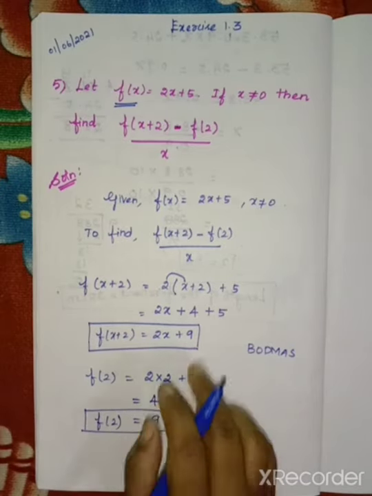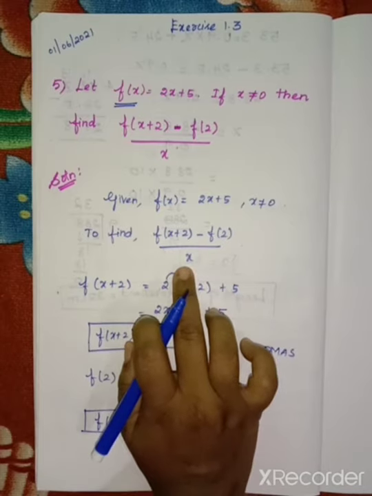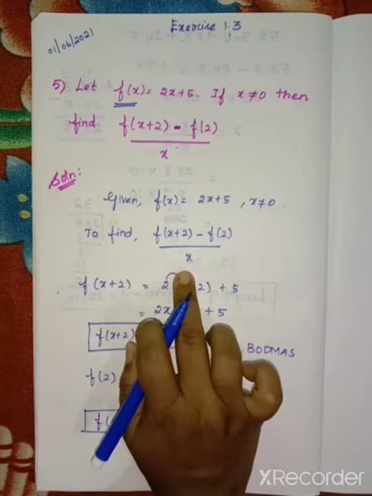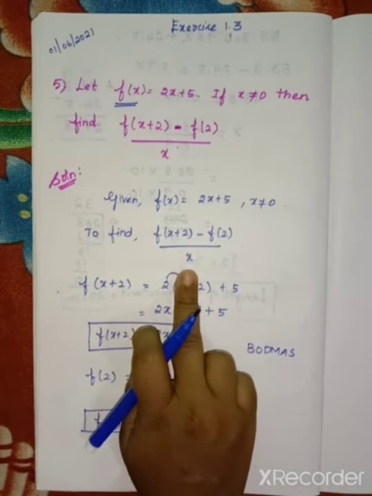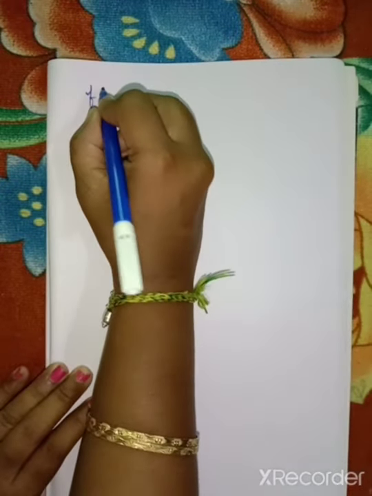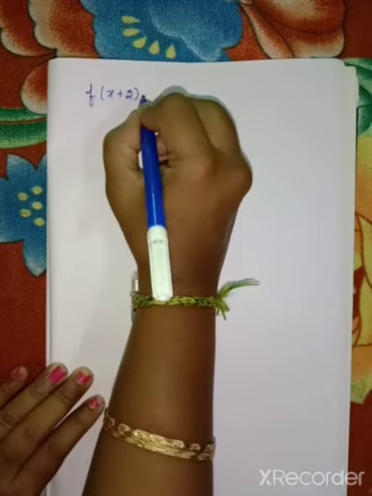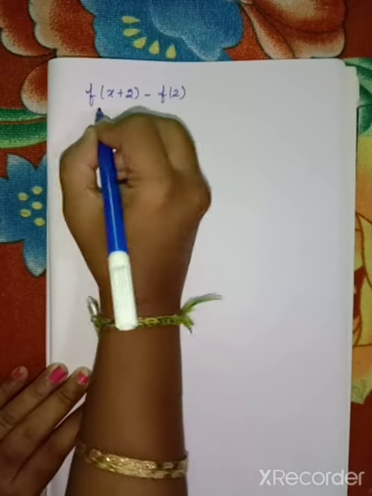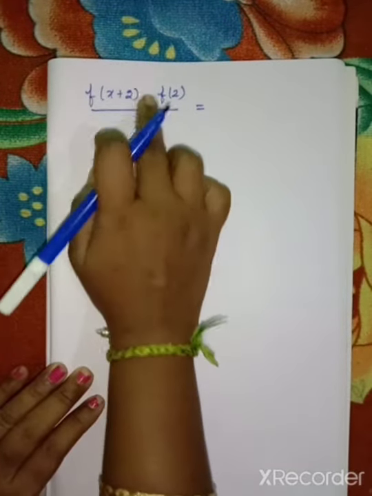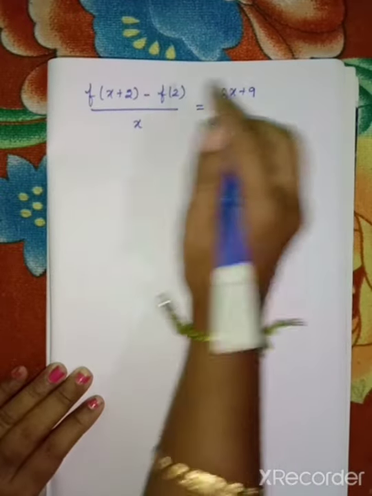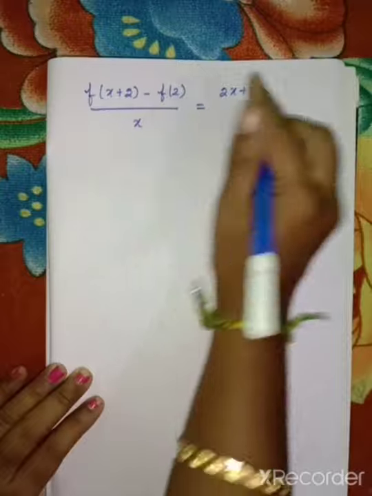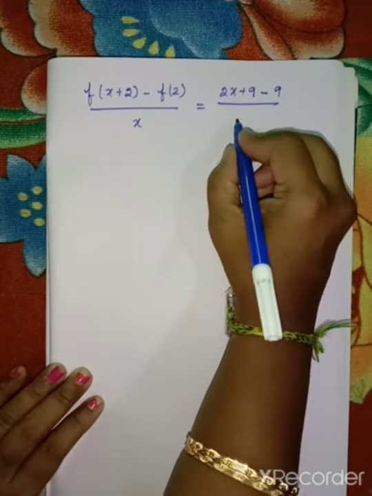Now we have to substitute. In the denominator, there is no f of x, just the given x variable. So you need not substitute there, because it is not a function. So the question is f of x plus 2 minus f of 2 divided by x. For f of x plus 2, we found 2x plus 9, minus f of 2, which we found is 9, divided by x.